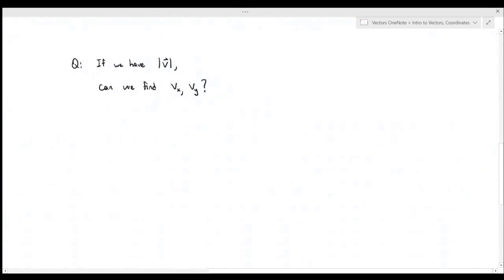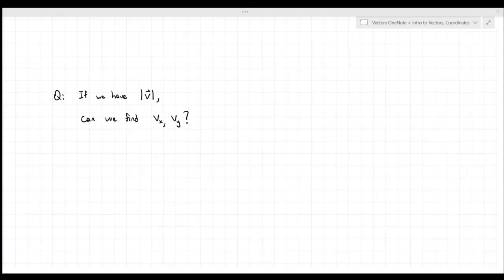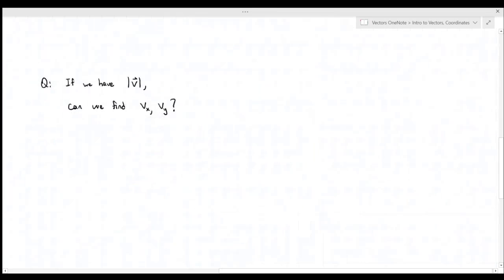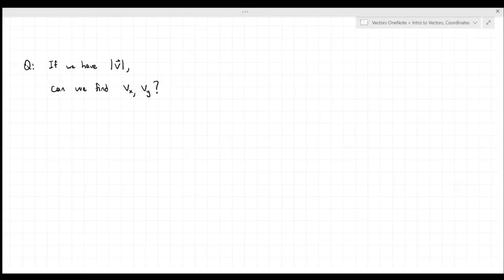Okay. All right, so we have some guesses. The answer is yes, if we have a little bit of extra information as well. Here, let me draw a picture. Again, I have this vector v. Let's say we know its magnitude. If, in addition to knowing the magnitude, we know an angle, then we would also be able to find the x and y components.